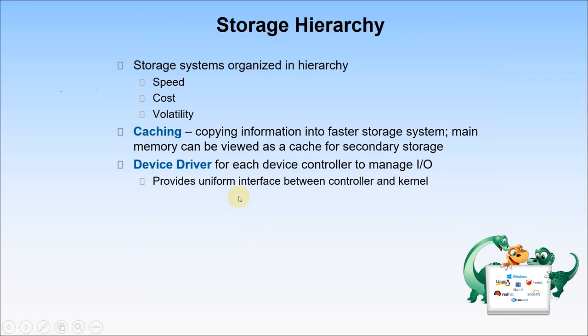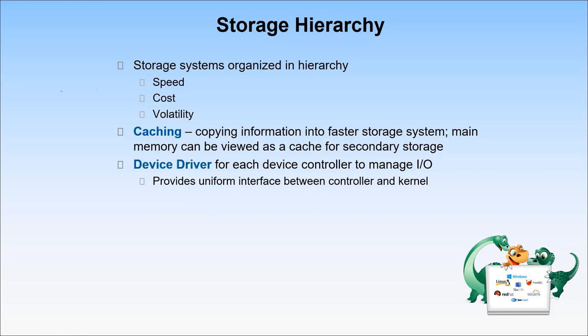Storage hierarchy. The storage system is organized into a hierarchy based on speed, cost, and volatility. For volatility, we have covered earlier volatile and non-volatile. Volatile is temporary storage, while non-volatile pertains to permanent storage. We also have the term caching. Caching is copying information into a faster storage system. Main memory can be viewed as a cache for secondary storage.